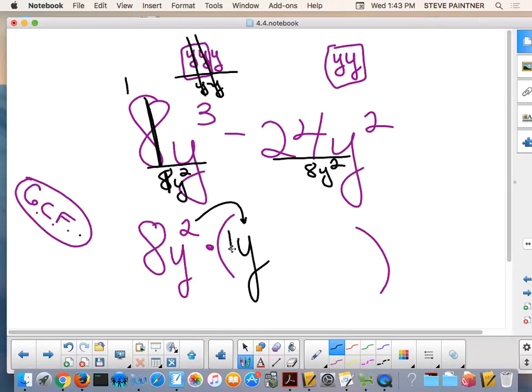Do it again. 8 goes into negative 24 negative 3 times, and the y squared and y squared just cancel each other out. They're gone. That's the answer: 8y squared times (y minus 3). And how do you know you're right? You don't FOIL this, you distribute it through. 8y squared times y is 8y cubed. What's 8y squared times negative 3? Negative 24y squared. It works.